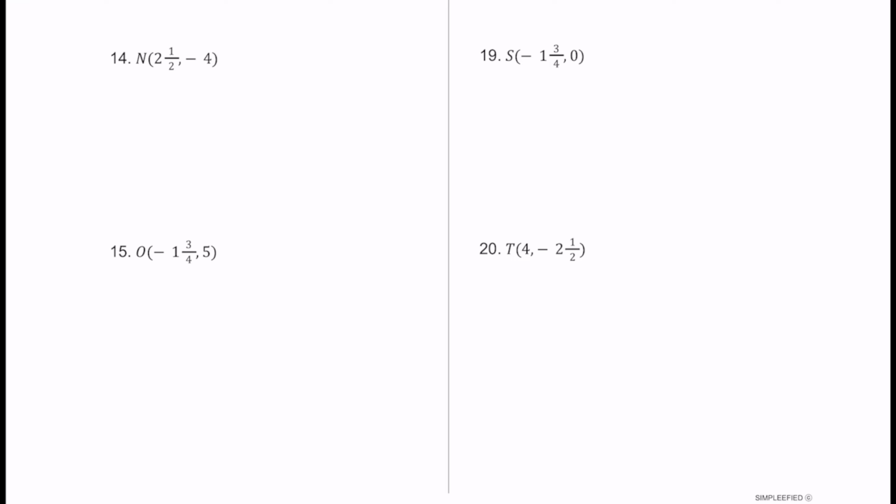For number 14, we have N, which is 2.5, -4. That positive 2.5 means we're going to move to the right. So go ahead and write right 2.5 units, and then we're going to move down 4 because it's negative. Okay, and so if we're going to plot this, we would start at the origin and move to the right 2.5 like this, and then we would move down 4 units, more down than right, and this is going to be located in quadrant 4.